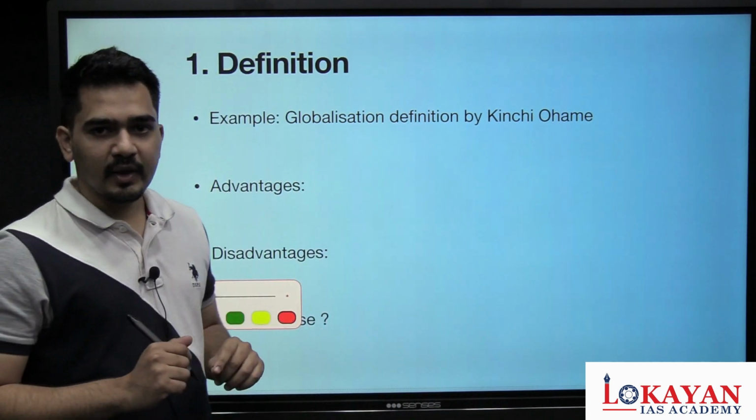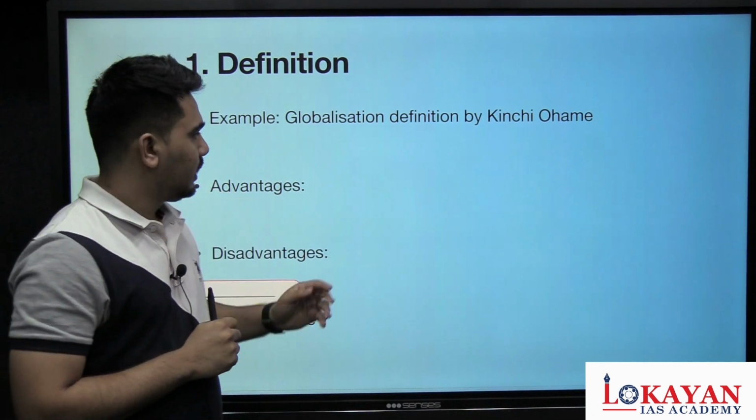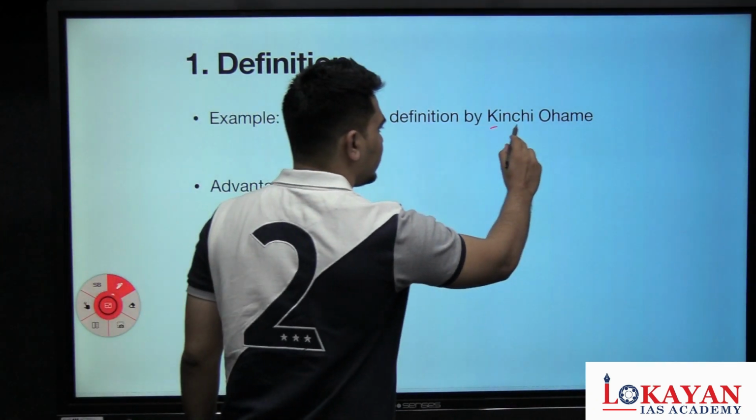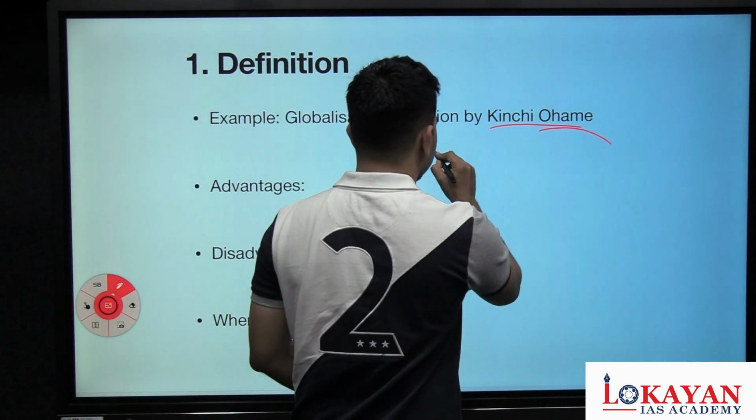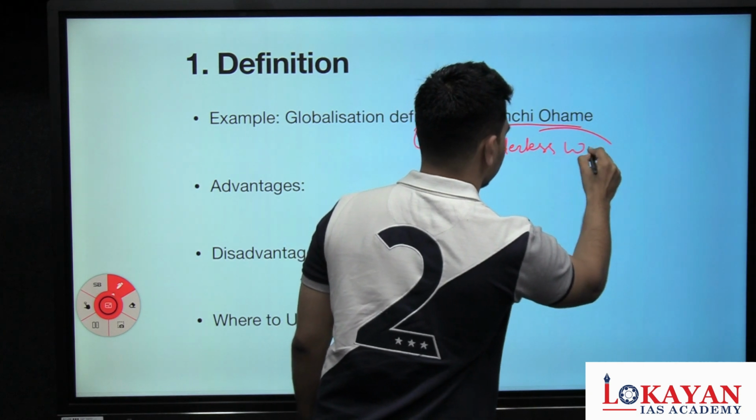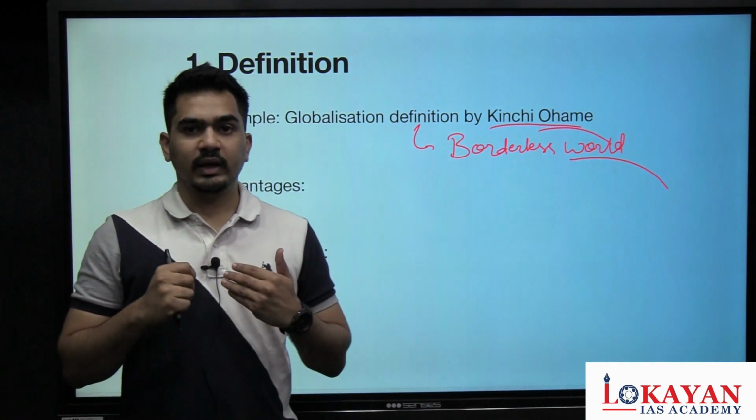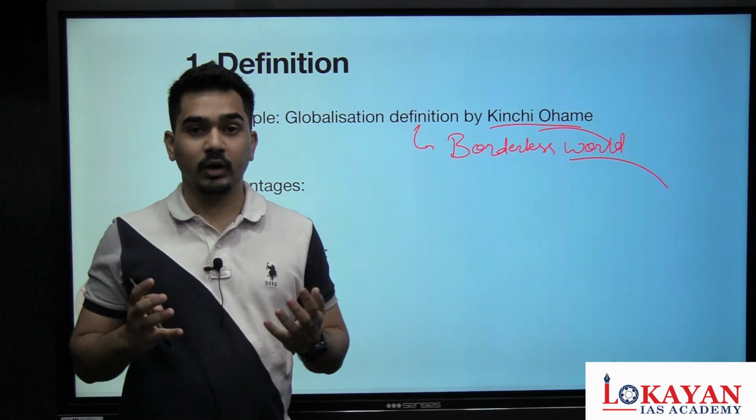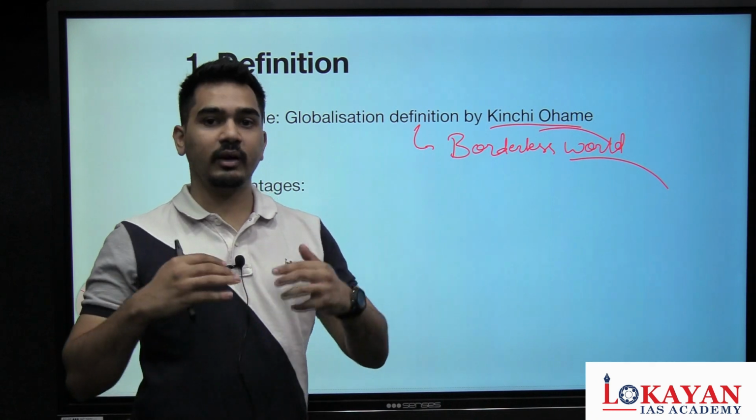Other than that, in this particular scenario, let's try and use globalization as an example. Let's say we have decided to use a definition that's given by Kinshi Oheb. Kinshi Oheb defined globalization as a borderless world. Okay, we straight away start with explaining what exactly is our understanding. So Kinshi defined globalization as a world that is borderless. So what exactly is meant by borderless will be our connection. That is where we will build on.